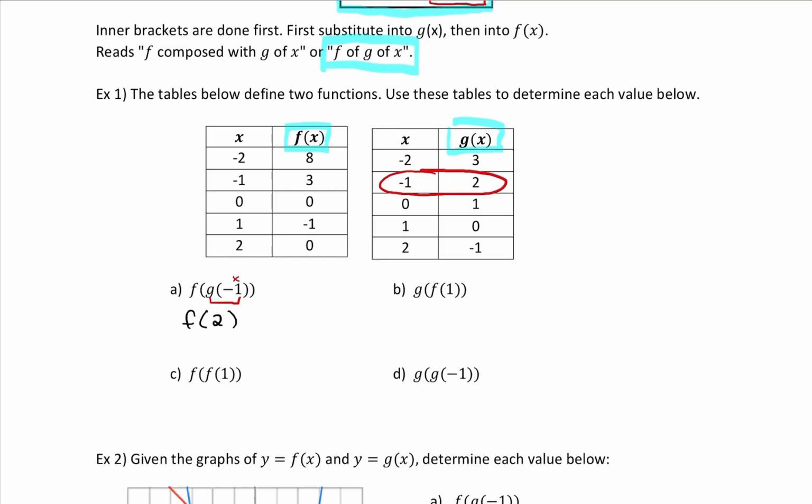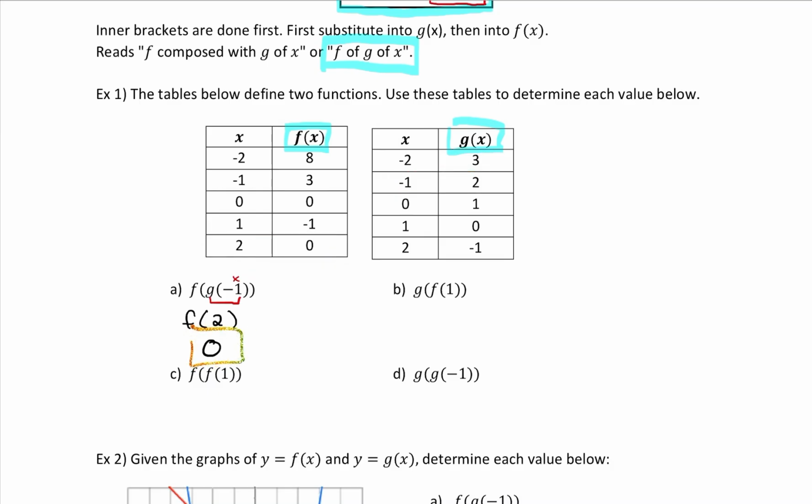Now I'm not done because now I have to find f of 2. What is f of 2 asking me to do? F of 2 is asking me to go to my f of x table of values. Again, the 2 is an x value, so find on the table of values where x is 2, and the answer is the corresponding y value. So f of g of negative 1 equals 0.